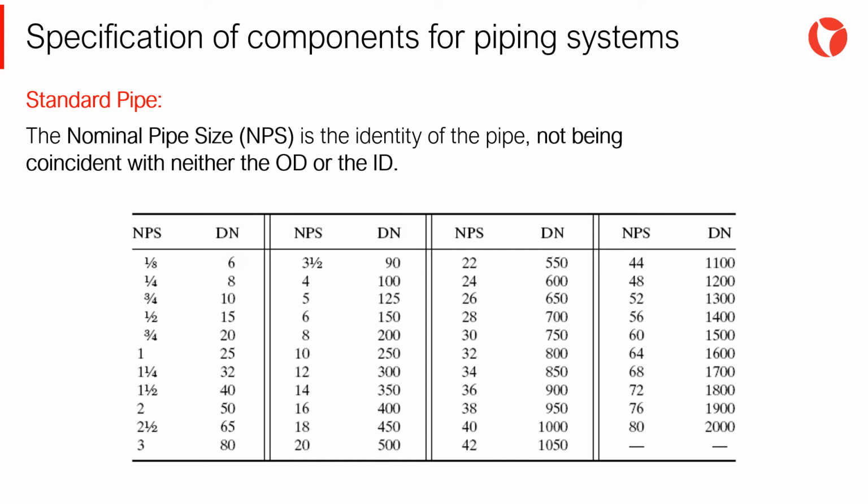The nominal pipe size, NPS, is the identity of the pipe, not being coincident with either the outside diameter or the inside diameter. This is true for pipes up to 12 inches NPS. From 14 inches inclusive and larger diameters, the NPS matches the outside diameter of the pipe.